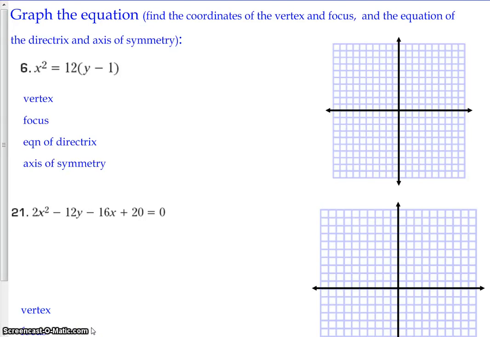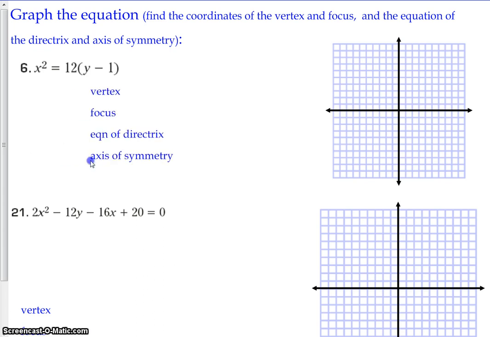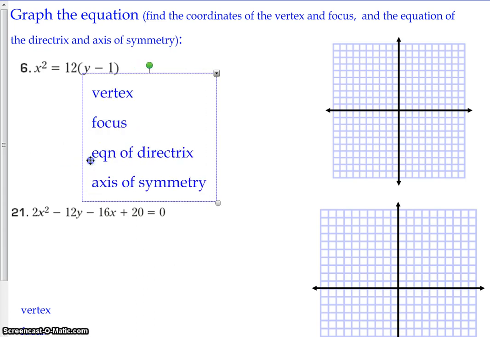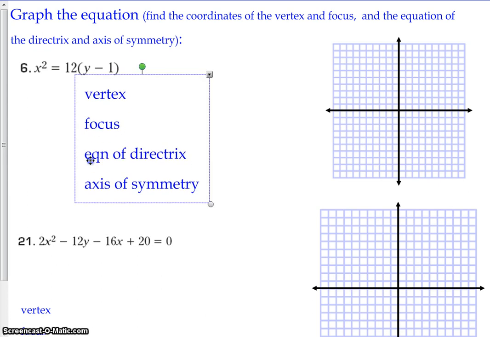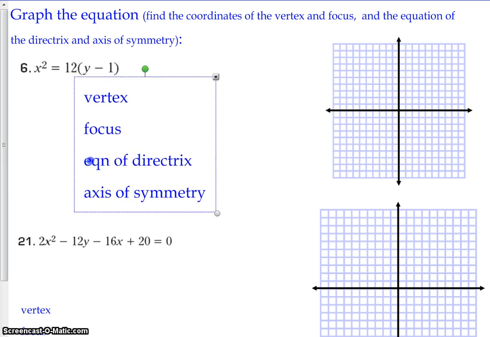All right, we're going to do a couple examples here of some parabolas. So we're going to talk about just, how do you work these through with parabolas? The first one we have here is a parabola, and both of these are saying, okay, graph the equation, find the coordinates of the vertex, the focus, the equation of the directrix, and the axis of symmetry.